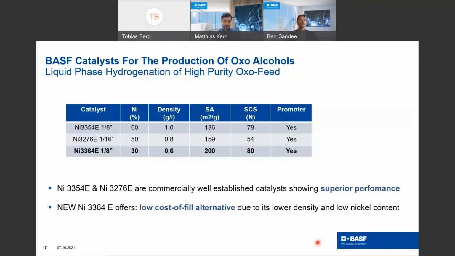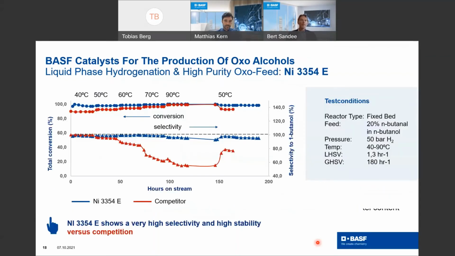Our new 3364, which is the little brother of 3354, offers a low cost of fill alternative. And we put 30% less nickel in that formulation, and it's also showing a 40% lower density than that. Apologies for a slightly busy slide, but I will try and talk you through this.